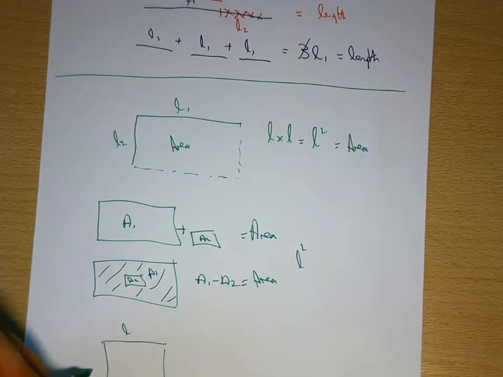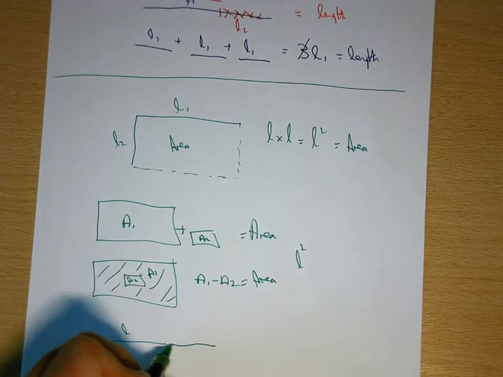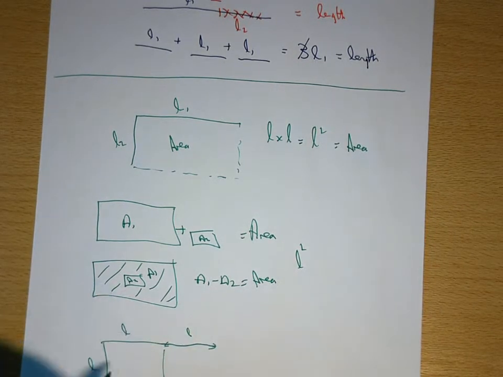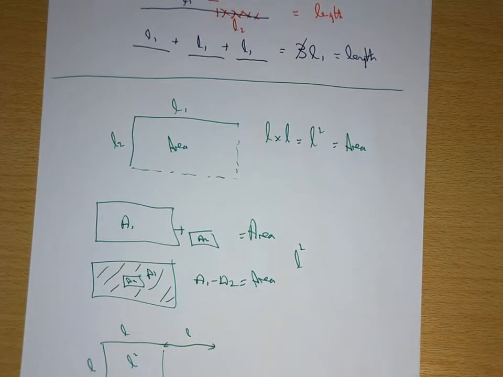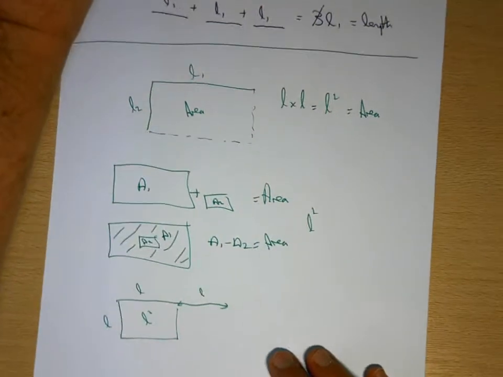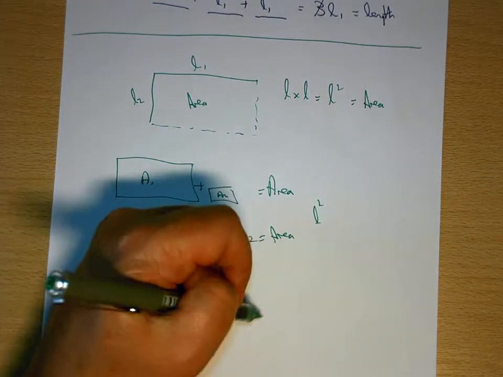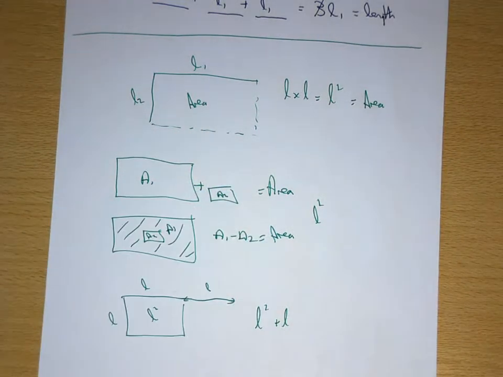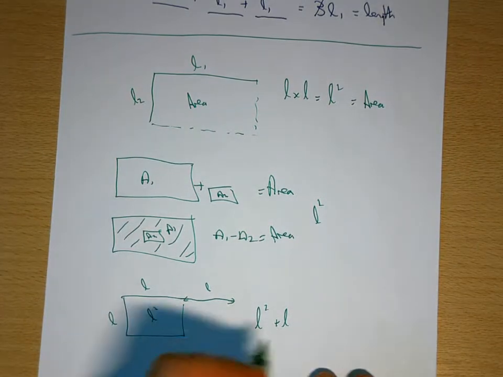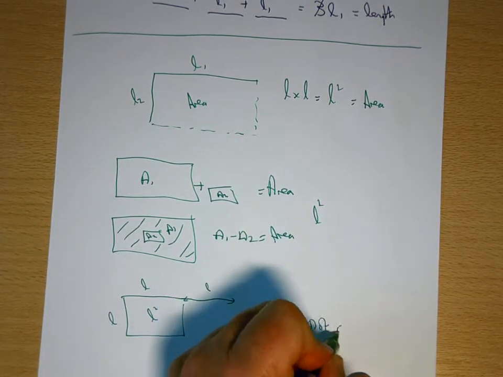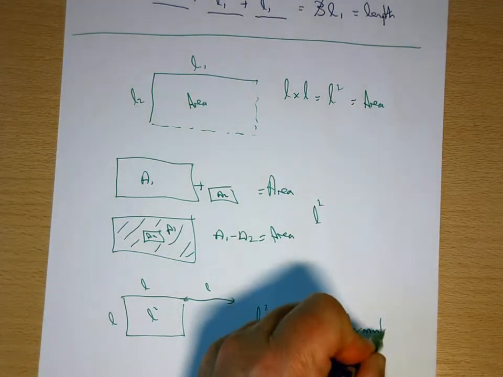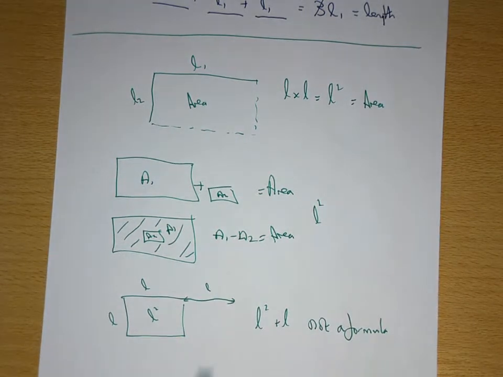What we can't do is, if we have a length times a length and then we want to add a length, so we've got a length squared plus a length, that is meaningless. There's no formula that can generate that. You can only add or subtract lengths to each other, or areas to each other. So if you end up with something like length squared plus length, that's nonsense. It's not a formula. It's not possible. You can't physically add areas and lengths.